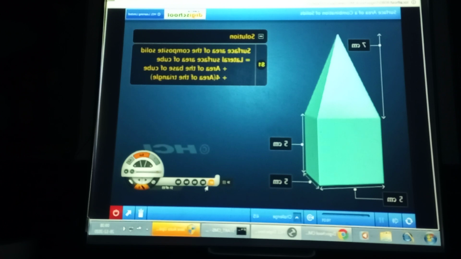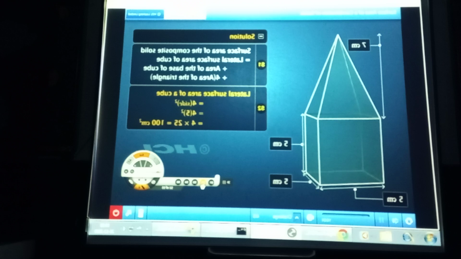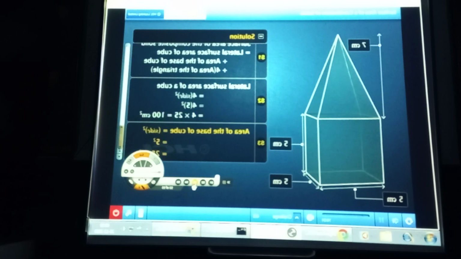The surface area of the composite solid is equal to the sum of the lateral surface area of the cube, the area of the base of the cube, and the lateral surface area of the pyramid, which is equal to 4 times the area of a triangle. देखो सबके अलग अलग से पार्ट। First, we find the lateral surface area of the cube. Next, we find the area of the base of the cube. Side into side.